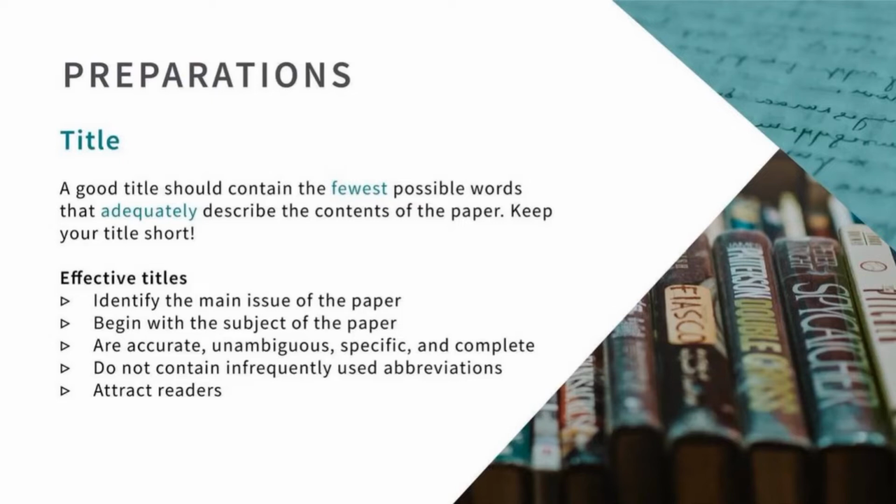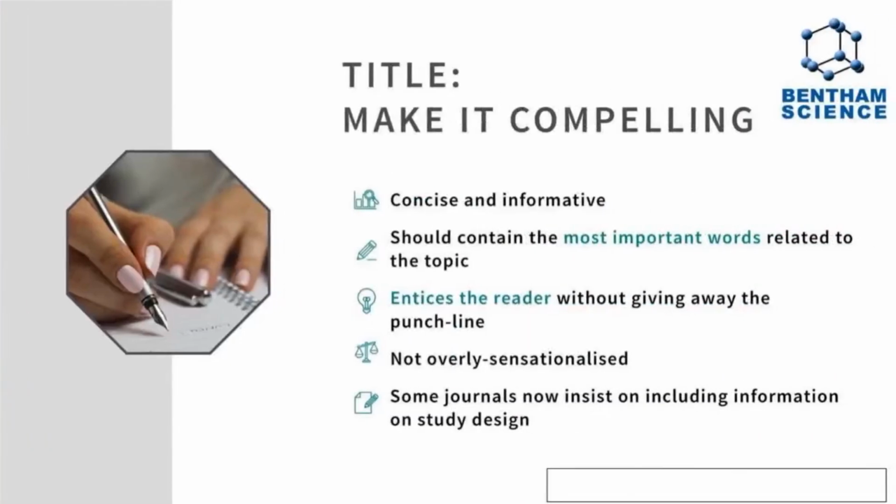And indeed, I've seen work that shows that titles less than 7 words in length tend to get more highly cited in academic literature. So keep your title short. What's the main issue of your study? What's the subject of the paper? Be accurate, unambiguous, specific, and complete. No infrequently used abbreviations, and above all, attract people's attention with your title.